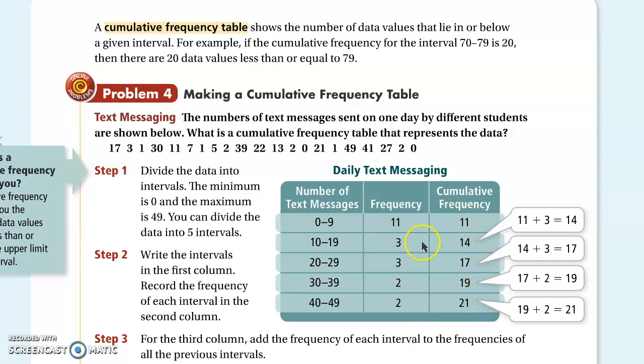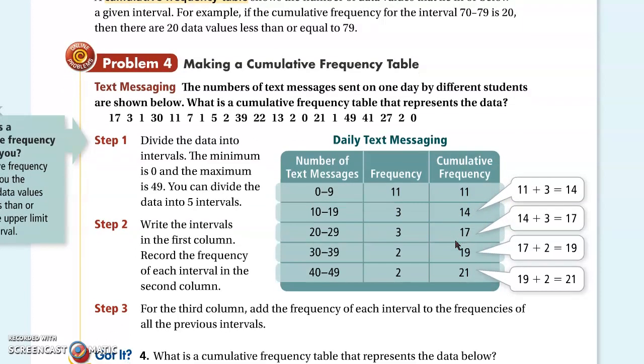And what this does is give us all the values that are within those ranges. And that can be useful depending on what type of data you are collecting. But really all you're doing is adding the new frequency to the previous frequency and getting a cumulative frequency. And that is it.